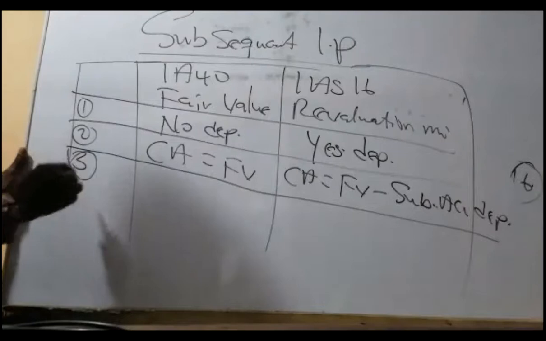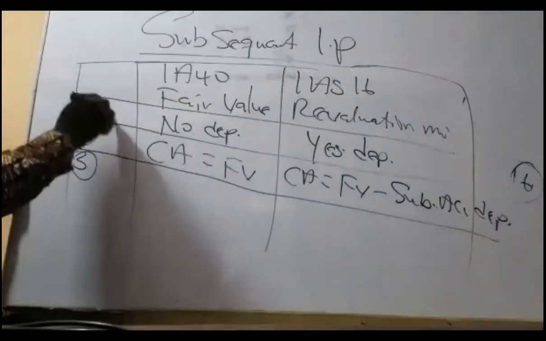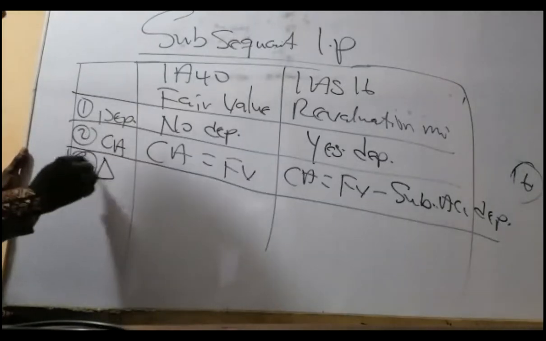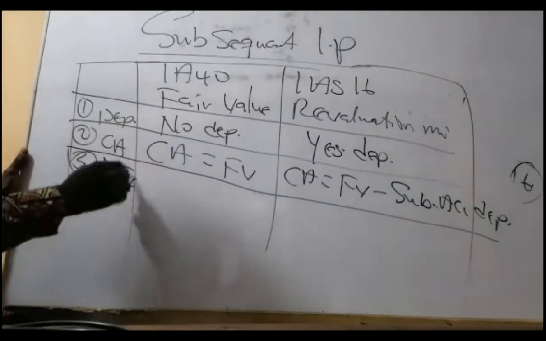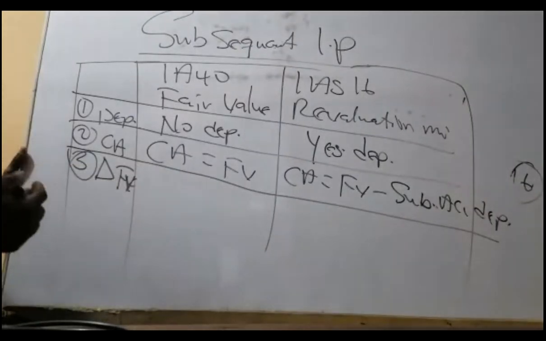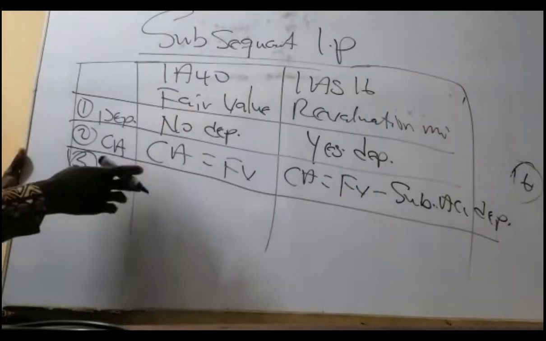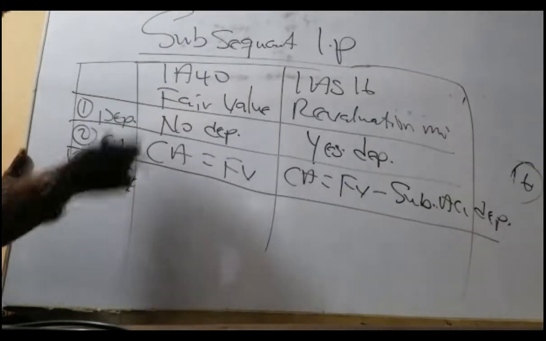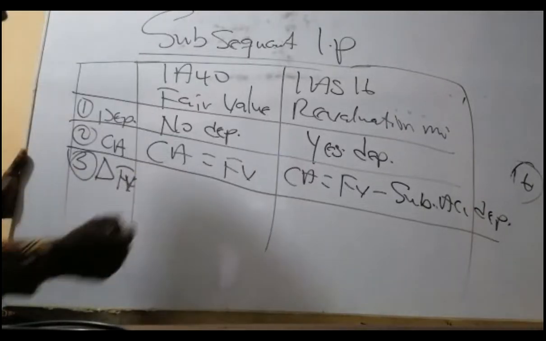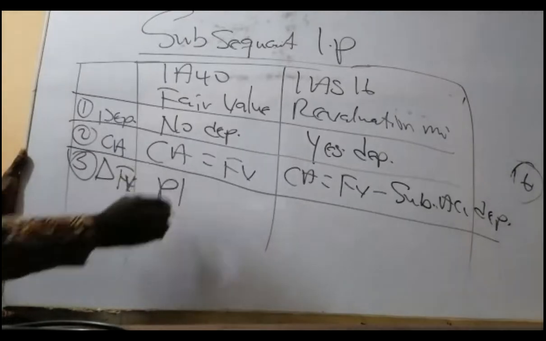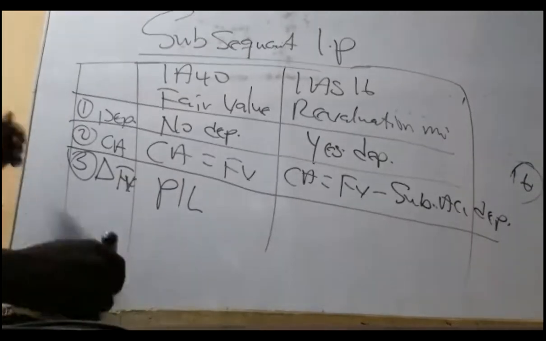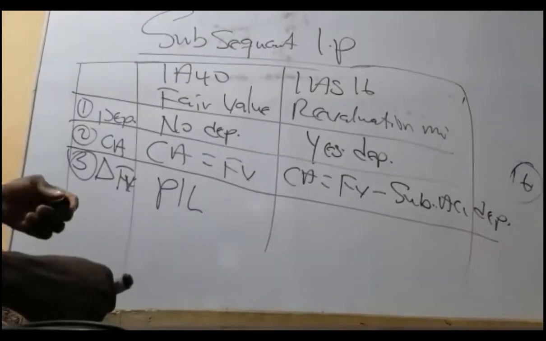Three, how do you record the changes in fair value? So here's depreciation, here's the carrying amount, and here's changes in fair value. How do you record it? Under IAS 40, changes in the fair value of investment property must be recorded in the P&L, whether it's a gain or loss. If it's a gain, add it to other income. If it's a loss, add it to operating expenses.